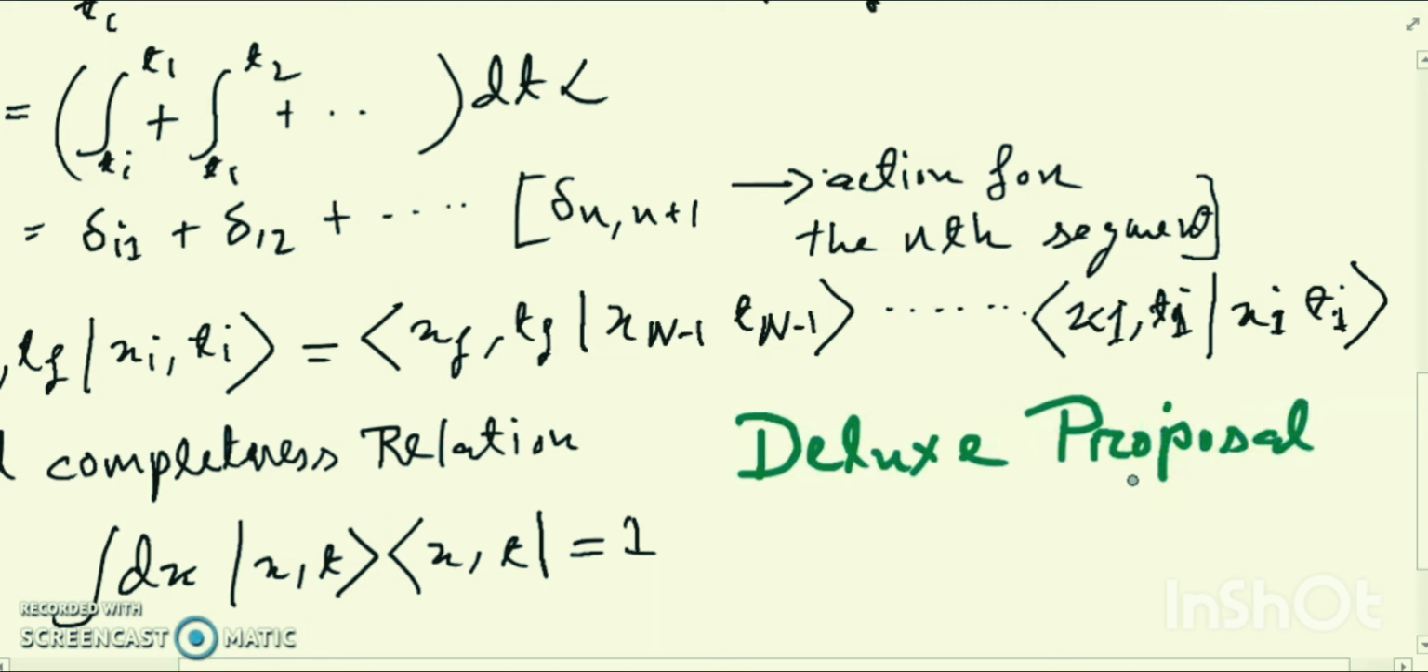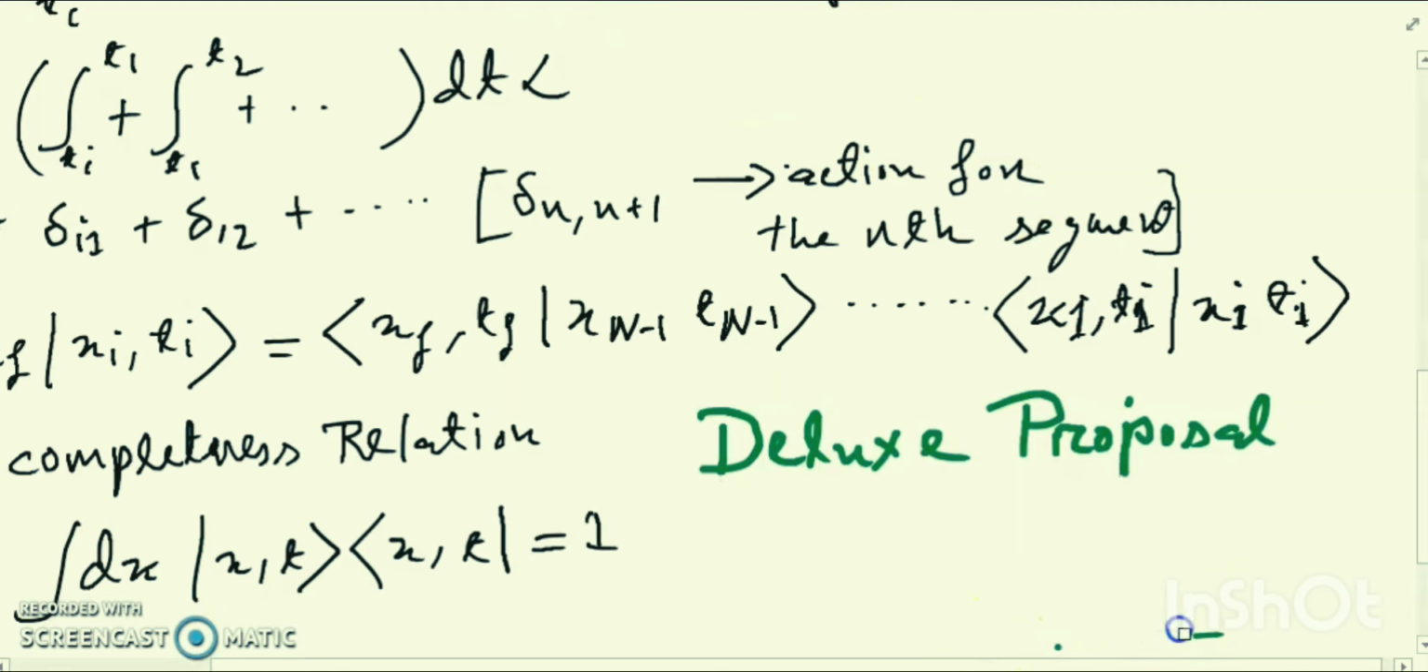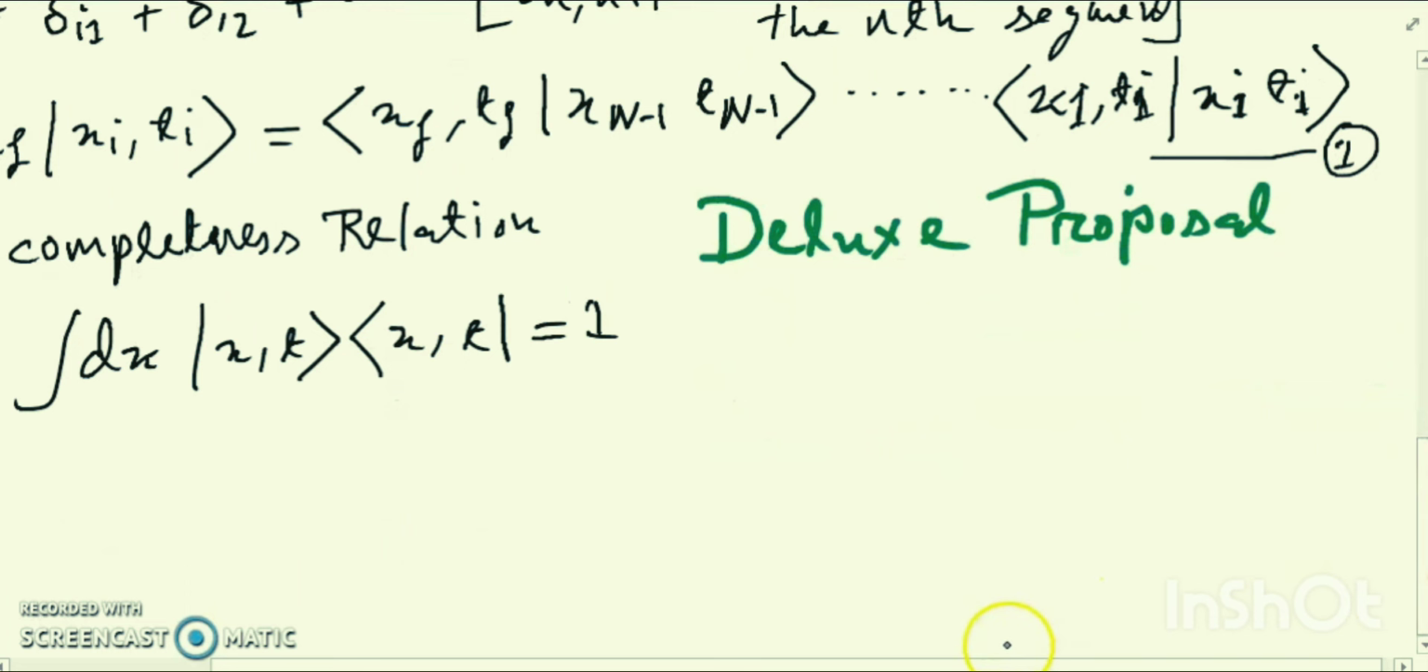Okay, this is the Dirac proposal. It will become the matrix element of the corresponding segment, the matrix elements for the corresponding signals. So we can write this equation as, this is called equation number 1. So the Dirac proposal I have already discussed.